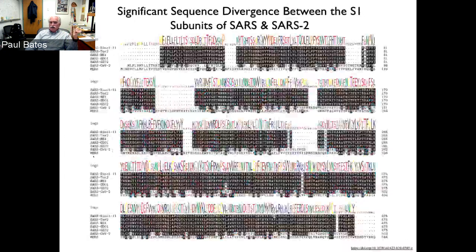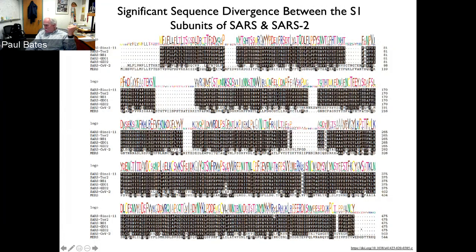If we just took a sort of, and I don't expect anybody to be able to read this, all I want you to look at is black versus not black. And so the top 5 lines are all different SARS-1 viruses or SARS-like viruses. And then the second line up is SARS-2. And what you can see is that this is the beginning of S1, and this is about 3/4 of the way into S1.